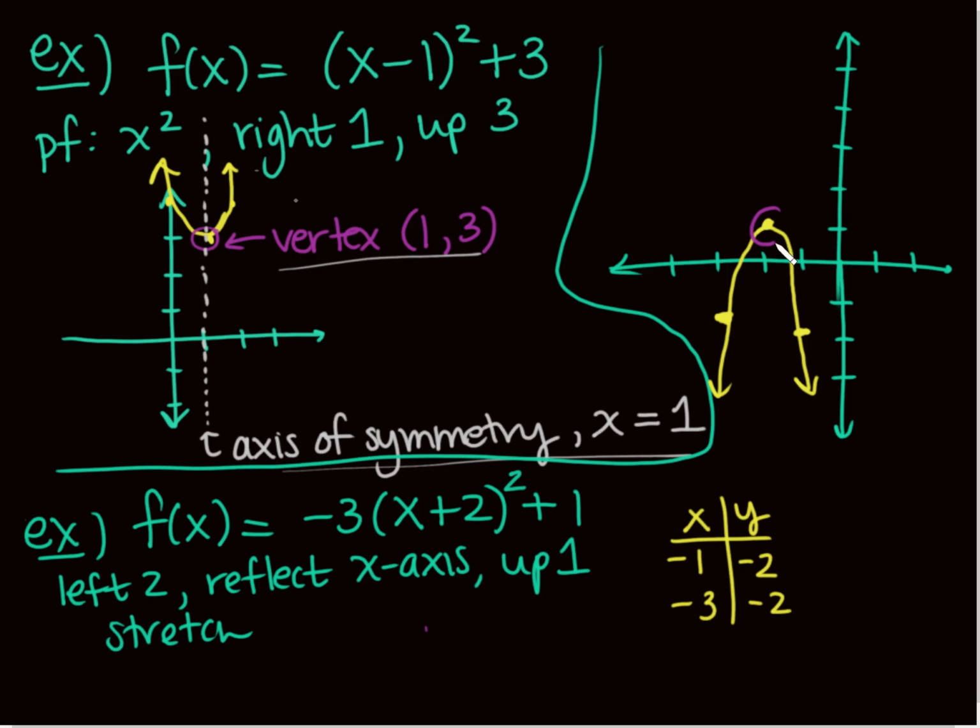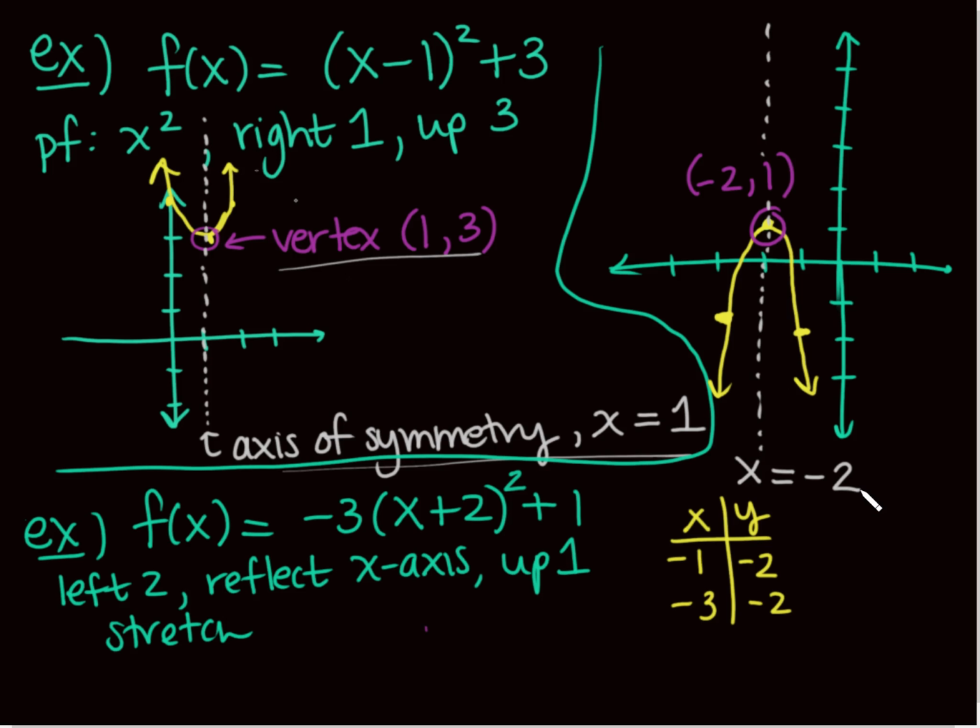So what is our vertex in this case? Notice my vertex then is (-2, 1), right? What is my axis of symmetry? My axis of symmetry is going to be this line right here, which in this case is x equals -2.